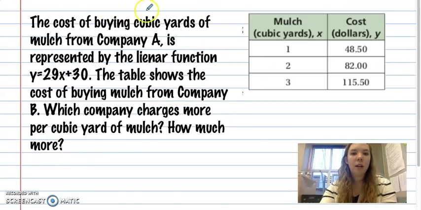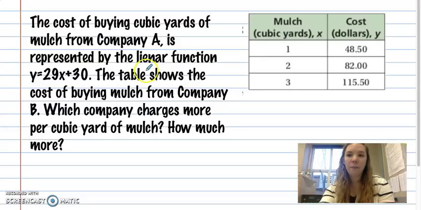This one says the cost of buying cubic yards of mulch from company A is represented by the linear function y equals 29x plus 30. The table shows the cost of buying mulch from company B. Which company charges more per cubic yard of mulch? How much more? All right, so they already gave us an equation for this one, and this would be saying that it costs $29 per yard of mulch and a $30, let's say, installation fee. But when it's 0 yards, just at the very beginning, it's a flat fee of $30, and then they charge you $29 per yard after that.